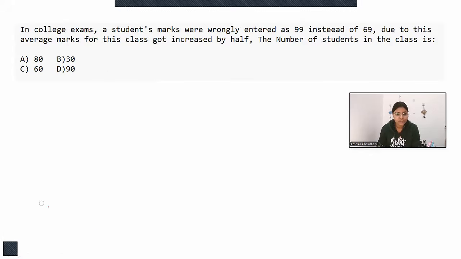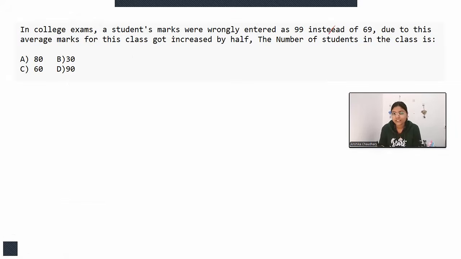So the next question is: in a college exam, a student's marks were wrongly entered as 99 instead of 69. How lucky he is. Due to this, the average marks for this class got increased by half. Find the number of students in the class. Okay, a pretty easy question.